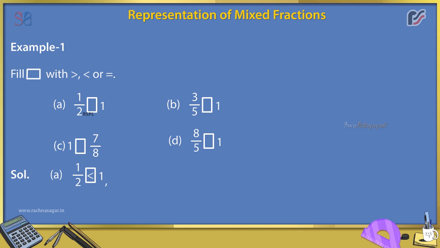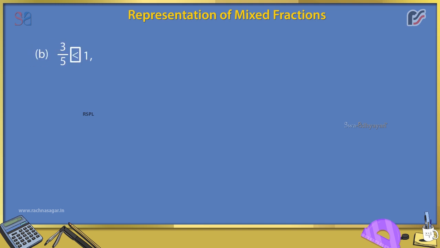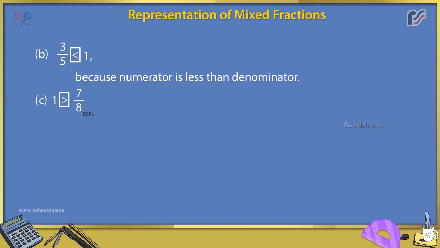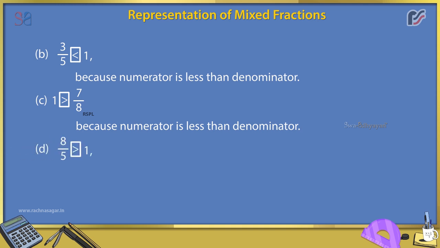Solution. A. 1 by 2 is less than 1 because the numerator is less than the denominator. B. 3 by 5 is less than 1 because the numerator is less than the denominator. C. 1 is greater than 7 by 8 because the numerator is less than the denominator. D. 8 by 5 is greater than 1 because the numerator is greater than the denominator.